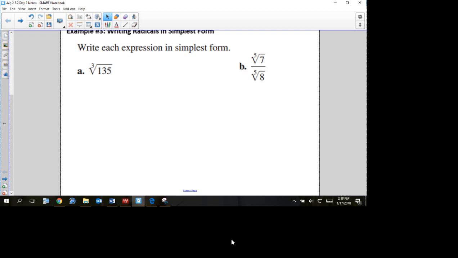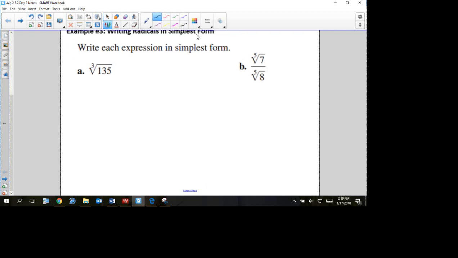You don't know where that button is. That is not a perfect cube. But we're asked to simplify this. We're not asked to round it to the nearest whatever. So you have to do what we were doing for square roots, but we're going to do it with cube roots. So you make a factor tree.